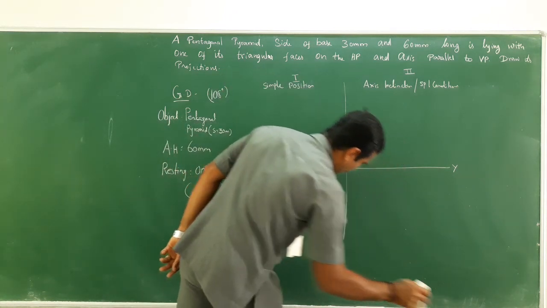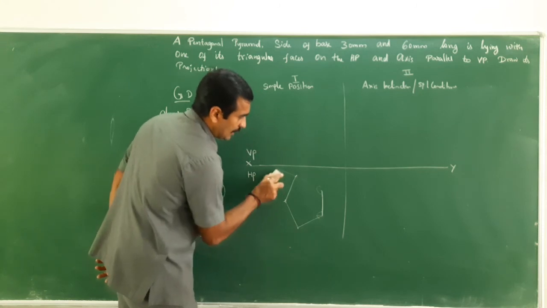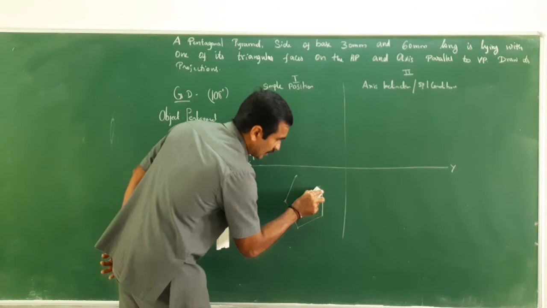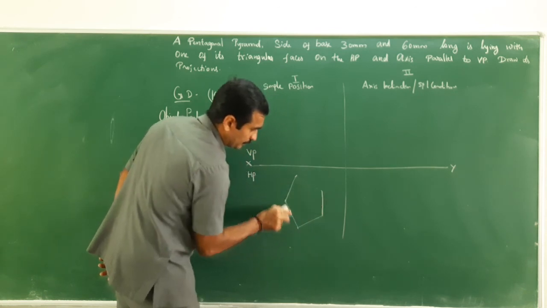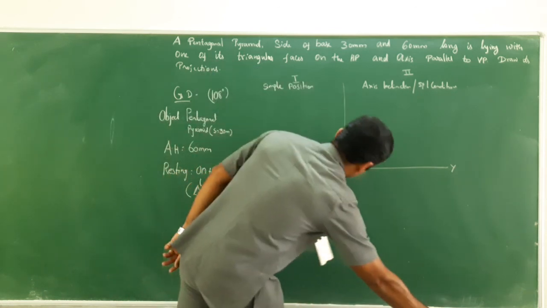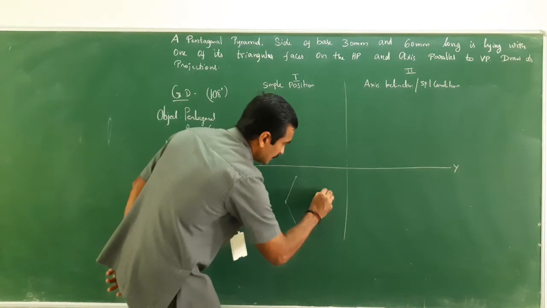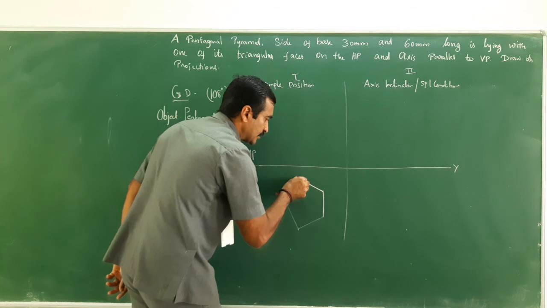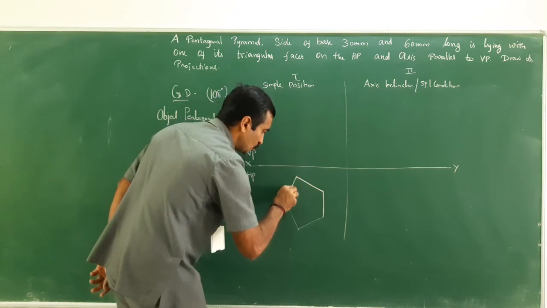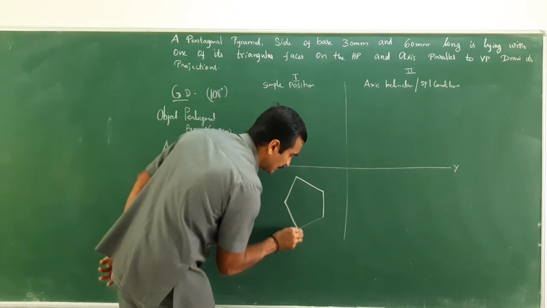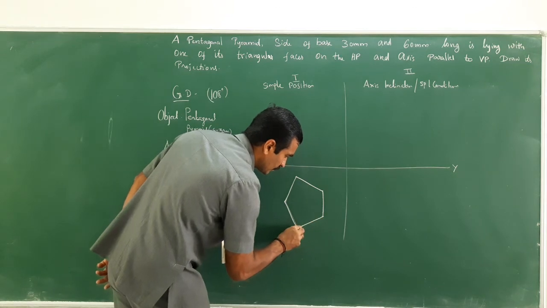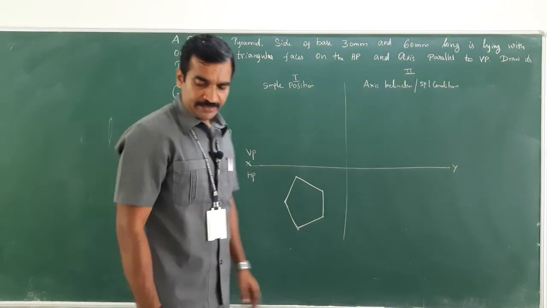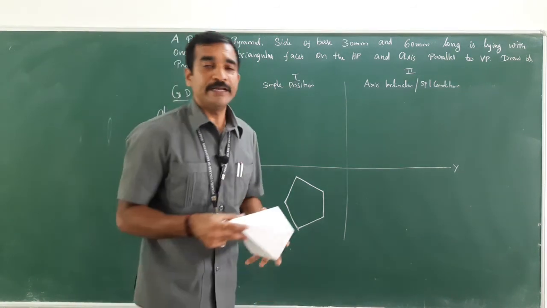So wipe off the lines which are not required. Lines are not required. So this is the pentagonal shape, that is the true shape of the object. True shape of the object is a pentagon. So this is what. Here the object is a pentagonal pyramid.